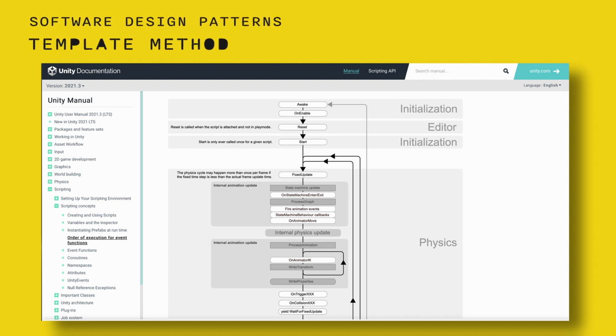Mono behaviors give you awake, start, update, fixed update, and some more. They are all part of a specific algorithm. It's fixed, and you can't say, for example, well, let's call awake after start. It's not allowed. The same pattern can be found when you implement a custom state machine behavior for the animator. We are using Unity. This pattern is present at many places.